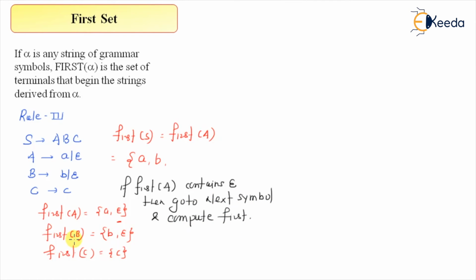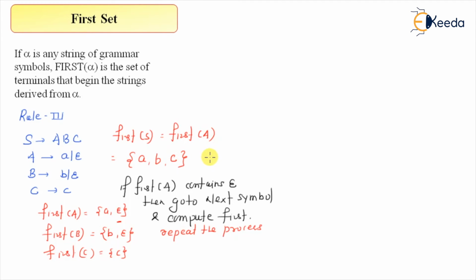Okay, so first of B I will compute. B is what? B and epsilon. So again the same situation, and I repeat the process. Finally, first of capital C will be equal to what? Small c. But now C does not contain epsilon, so I will also include the symbol c over here.